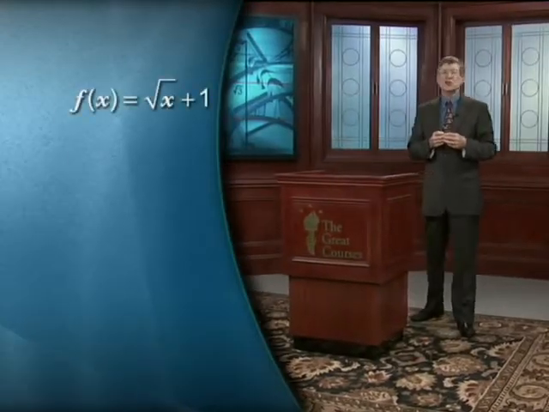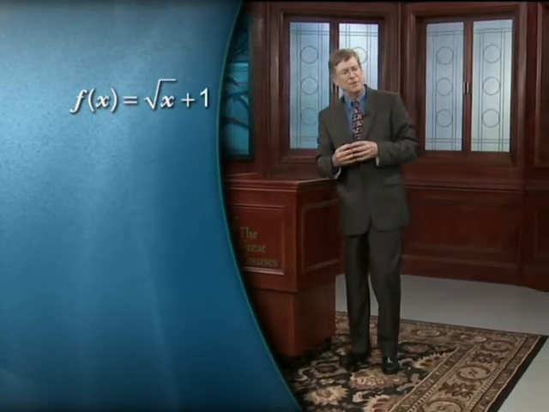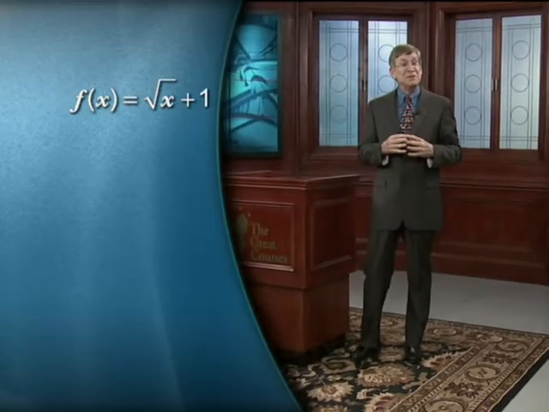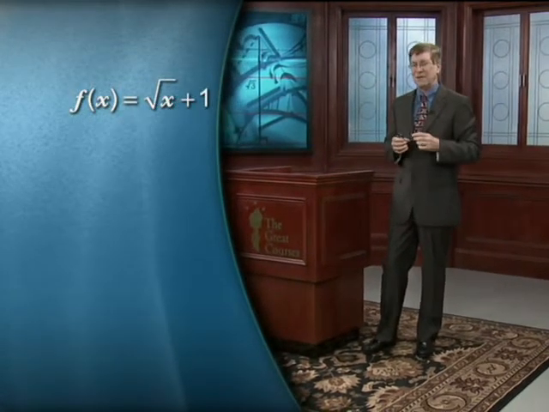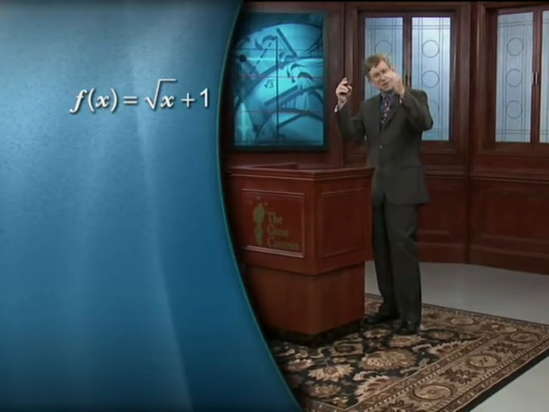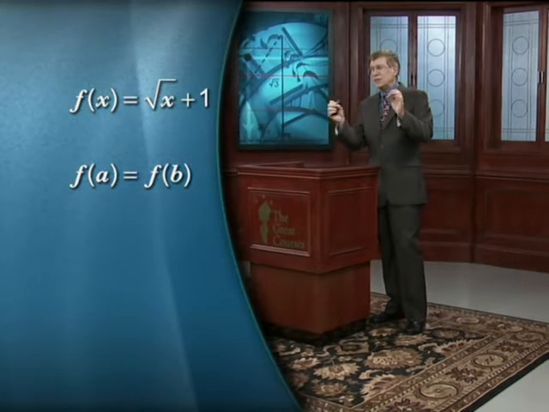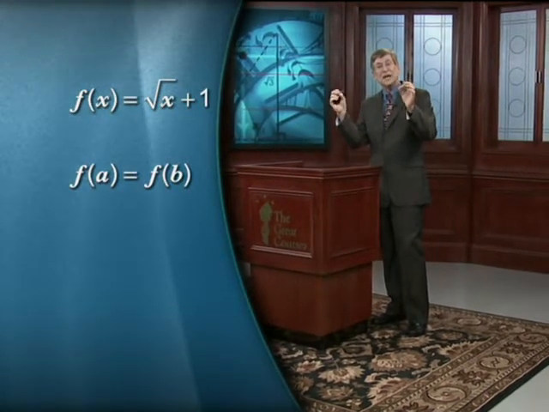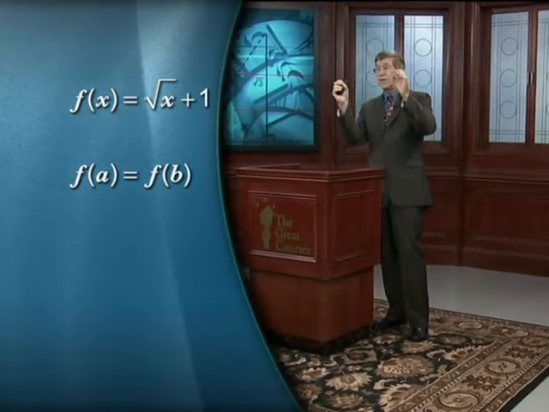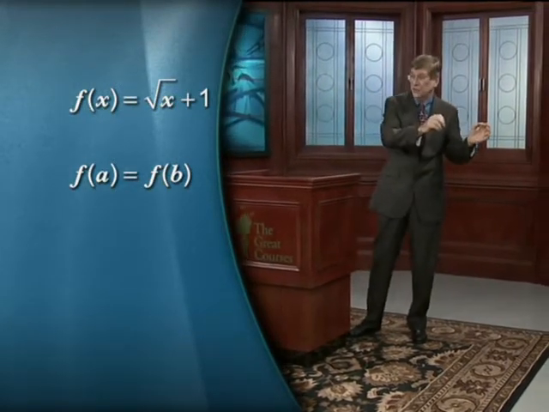Okay, good. Let's do an example of that. How about the function square root of x plus 1? Is this a one-to-one function? And in particular, will it have an inverse? Well, let's try it out. I'm going to use the definition of a one-to-one function to show you how it's used. So what you assume is that f of a equals f of b for two points a and b. And then we want to show that in fact a equals b. So we're assuming that two images are the same.